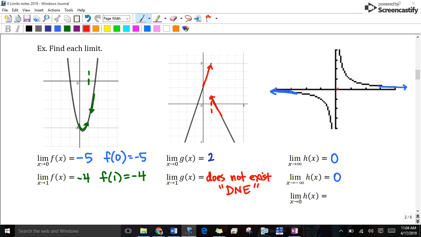So x approaching 0 would be the middle of my graph. The left side looks like it's heading almost straight down because, again, I'm assuming there's an asymptote there. The right side is heading almost straight up. So if the left side is heading down towards what I would think negative infinity, the right side is heading up towards what I would say is positive infinity, they're never going to meet at some specific value. They're not both approaching the same thing. So this would be a time when I would say the limit does not exist.